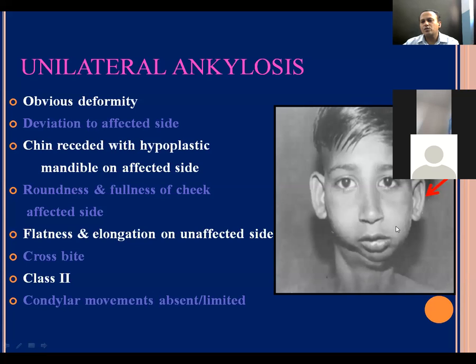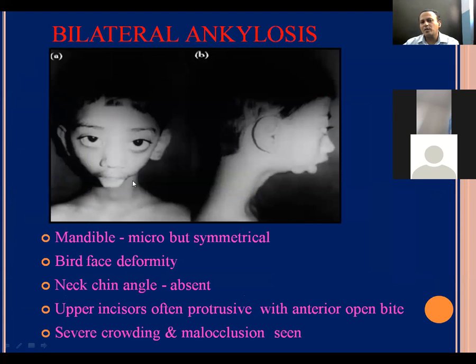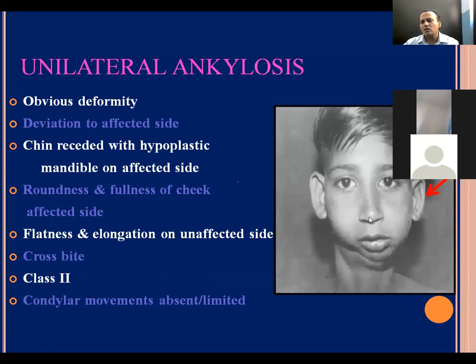So this growing side pushes towards the non-growing side. That means deviation to the affected side. Here, what happens? The occlusion will be in cross bite, class 2, that is a retrognathic mandible. Whereas here there would be an open bite. Here, cross bites.